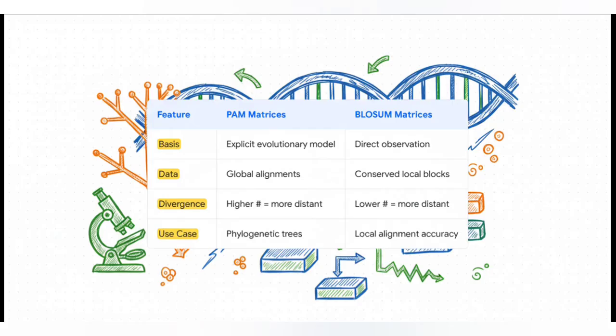This table really sums it all up. Just look at the basis row. PAM is built on an evolutionary theory, while BLOSUM is pure observation. And check out the data source. PAM uses global alignments, trying to match sequences from start to finish. But BLOSUM focuses on local alignments, those critical conserved blocks. And that local focus is a huge deal. It's why BLOSUM is often the go-to for finding those specific functional hotspots in a protein, which is what researchers are very often looking for.